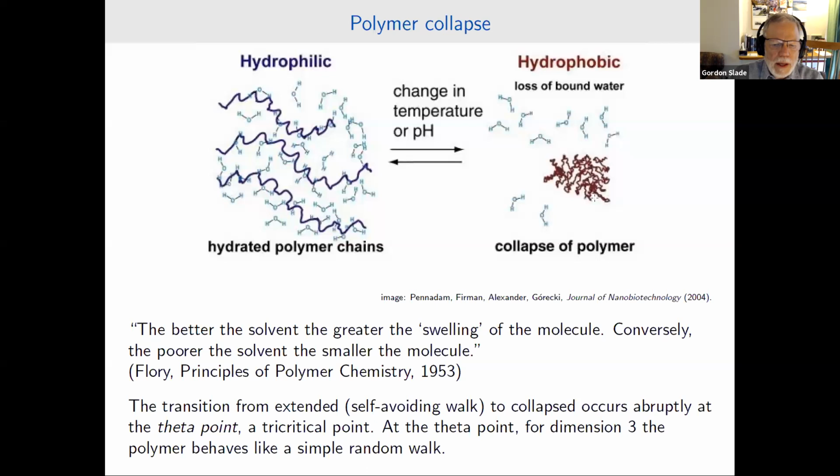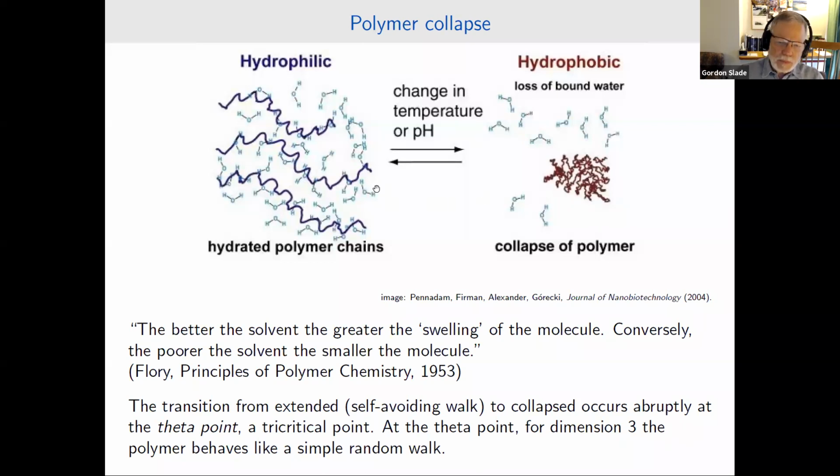solution. So the way that Flory put it in his book on polymer chemistry from 1953, the better the solvent, the greater the swelling of the molecule. Conversely, the poorer the solvent, the smaller the molecule. So there's a kind of a value judgment as to which one of these pictures is the better one. This is the good solvent on this side where the polymer is in an extended state. And this is the poor solvent where the polymer is collapsed.